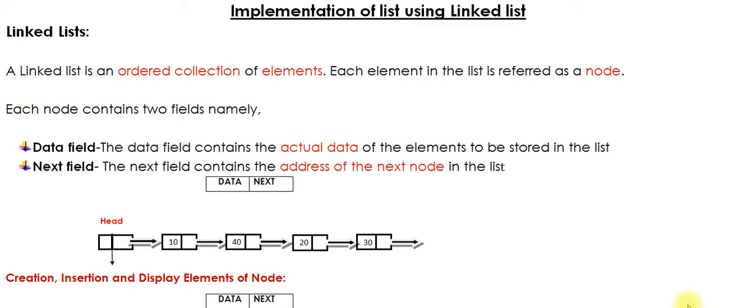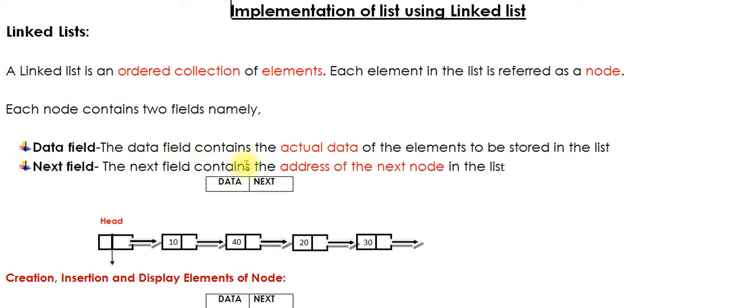Linked list is an ordered collection of elements. Each element, each data in the list, is referred to as a node. In a linked list, we call the data a node. Each node contains two different types of fields. So you can look here. The first field contains data and the second field contains the address of the next node.